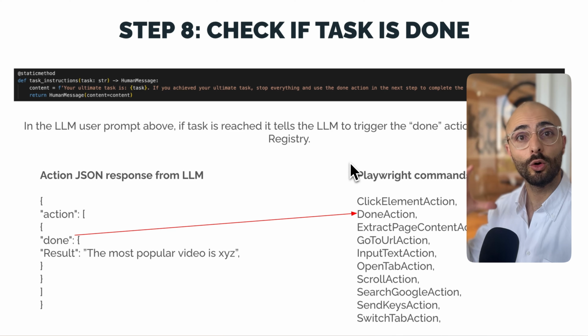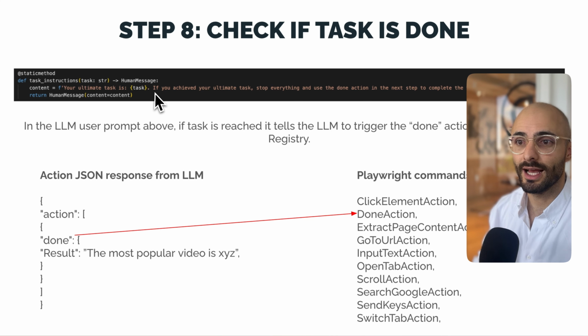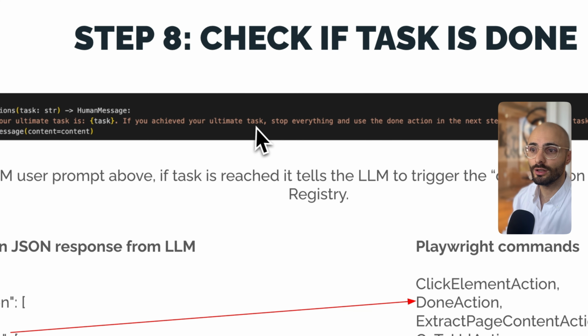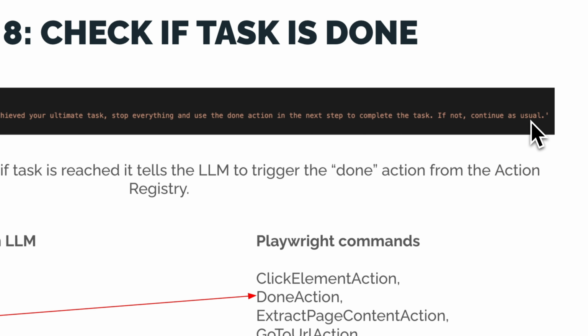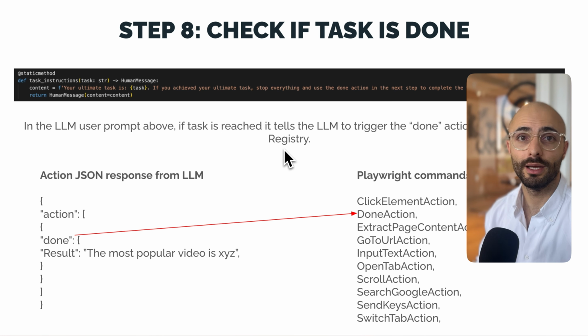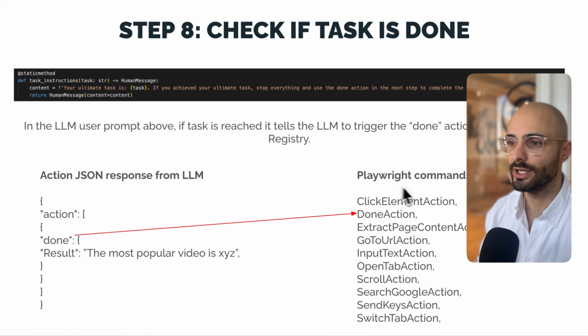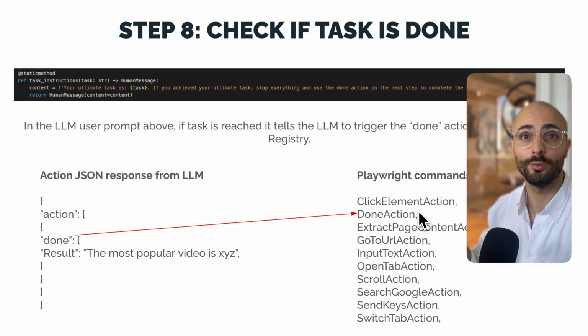So basically, taking all the context that we had from scraping the browser, as well as the screenshot, within the user message, it has an instruction which says, if you achieved your ultimate task, stop everything and use the done action in the next step to complete the task. If not, continue as usual. So what would happen is if the LLM interprets that the task is completed based on what the original task was, it will return this JSON, which includes done in the action. And it'll also include the result. And then it would trigger the Playwright command, in this case the done action. It'll then handle that gracefully and the program will come to an end.